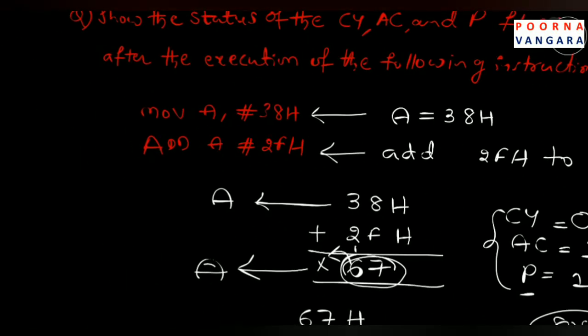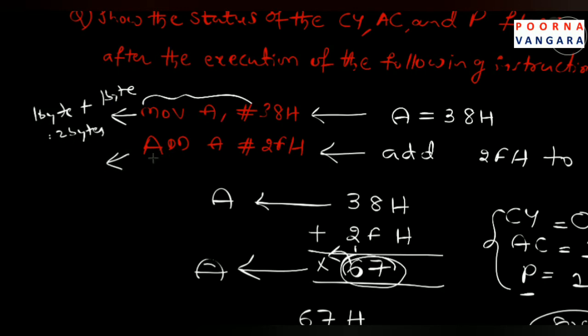Here let us see the size of these instructions. To represent MOV A, #, 1 byte of code is required. To represent this 38H, 1 more byte is required. So the total size of this instruction is 2 bytes. In the same way, to represent ADD A, #, you require 1 byte, and to represent the 2FH, you require 1 more byte. So total again you require 2 bytes.